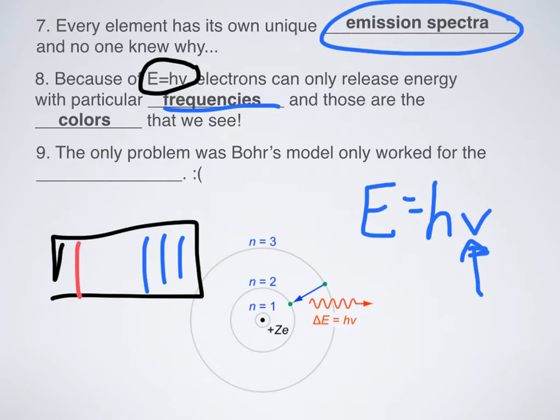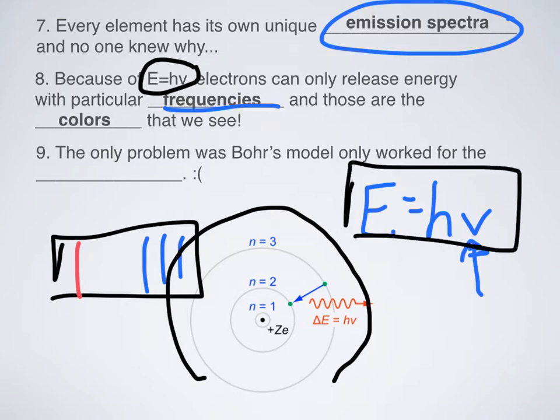And so his model of the atom, which I show down here, perfectly explains the emission spectra for hydrogen. And so you can do a very simple calculation, plug it into E equals h times v, and you get the exact colors and lines that you see in the hydrogen atom. So Bohr's model was very successful for hydrogen.